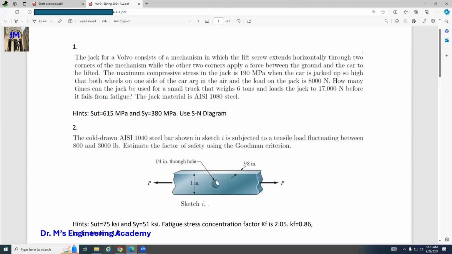So here, how to do that, guys? Here is the jack mechanism. The maximum compressive stress in the jack is 190 megapascal when this car is jacked up so high that both wheels are in the air. So the load on the jack is 8,000 Newton. Now, I want to load the jack to 17,000 Newton. I want you guys to tell me how many times this jack can be used.